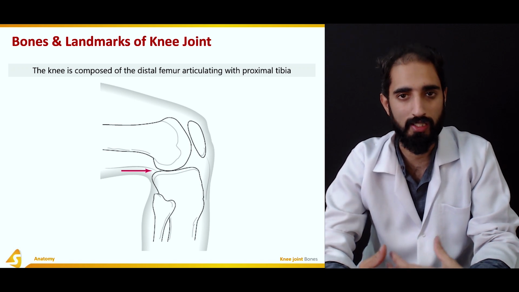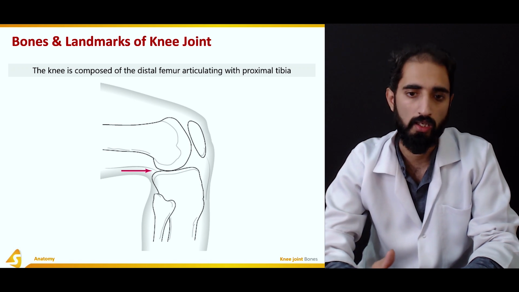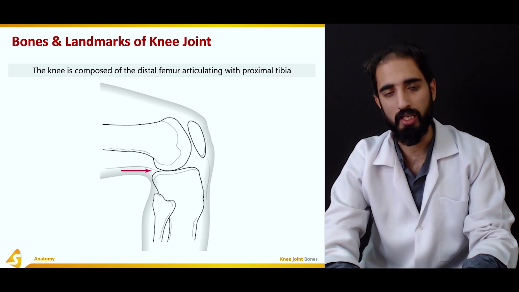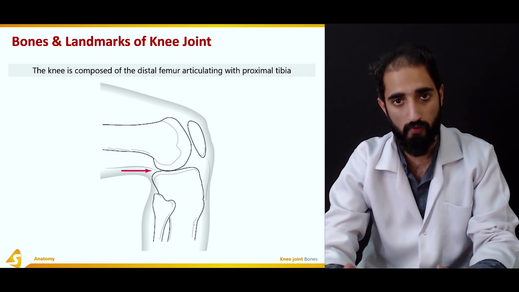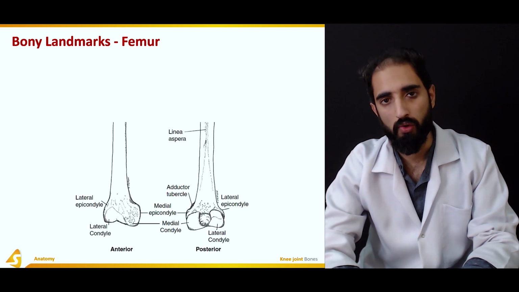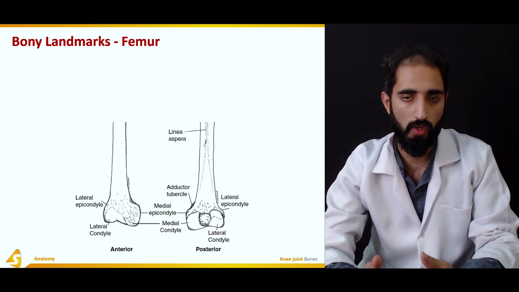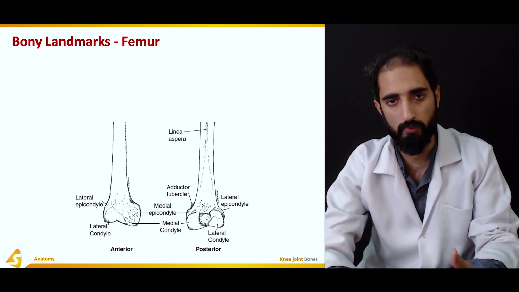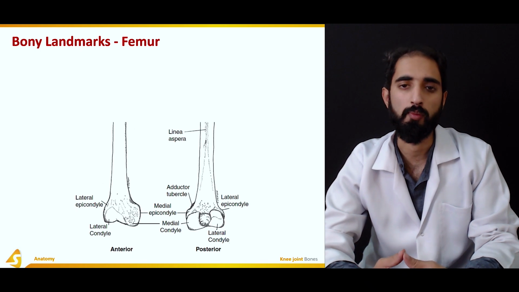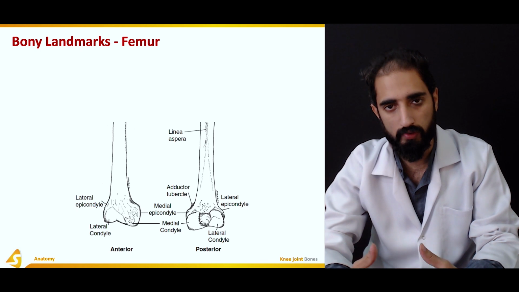If we talk about the knee complex, there are majorly two joints which make up the knee complex: the tibiofemoral joint and the patellofemoral joint. But when we say knee joint, we are usually referring to the tibiofemoral joint in general. The first bony partner, specifically when we talk about the tibiofemoral joint, is the femur, which is the proximal bony partner, and the tibia is the distal bony partner. So the distal part of the femur makes the proximal part of the knee joint.